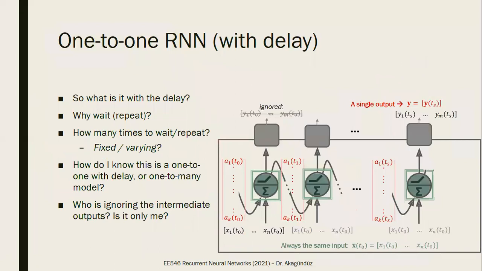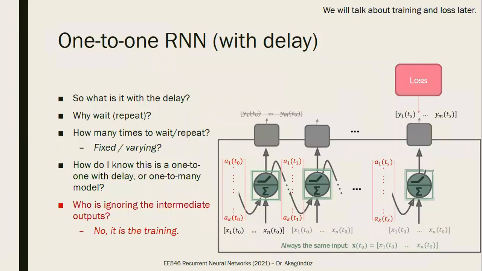So what is it with delay? Why wait? Maybe repeat. Is it fixed or varying length? This depends on the problem, and we are going to discuss that in the future in many examples. And about the thing I just said, how do I know that this is a one-to-one or one-to-many model, because the forward operation doesn't show any difference to us? We just simply ignore the output. Who is ignoring the output? Just like I said, the loss function is ignoring the output. So in the forward operation, that ignoring doesn't make sense, but in the backward operation, it makes pretty much sense, guys. It's just the idea. Okay, good.